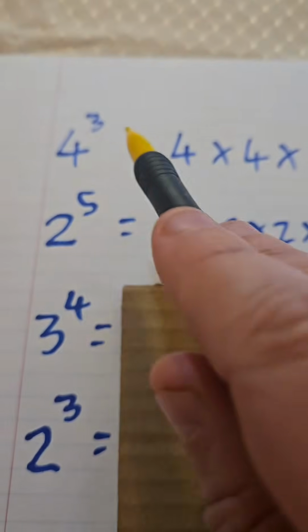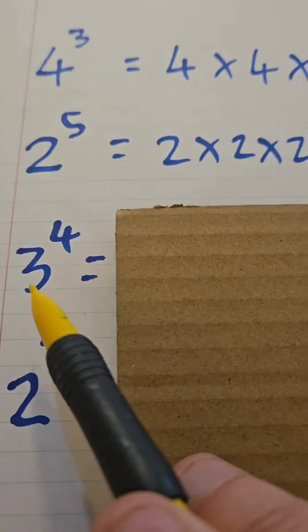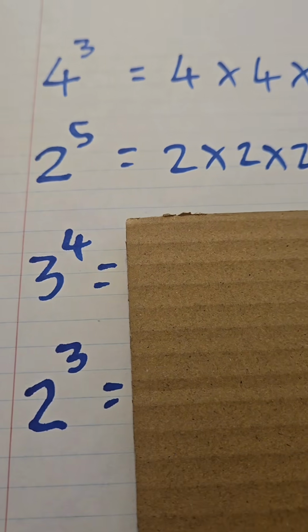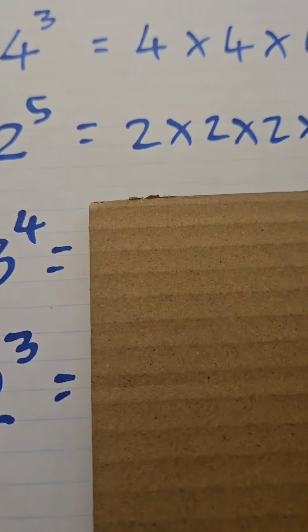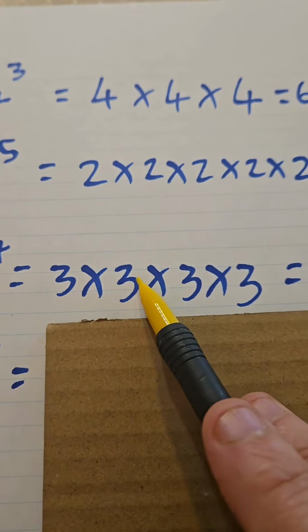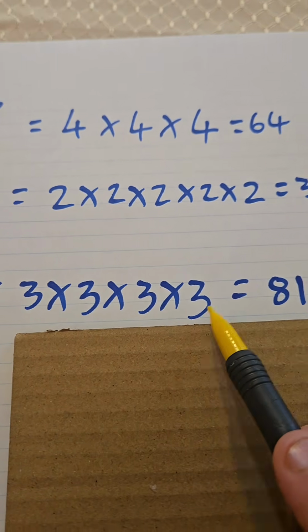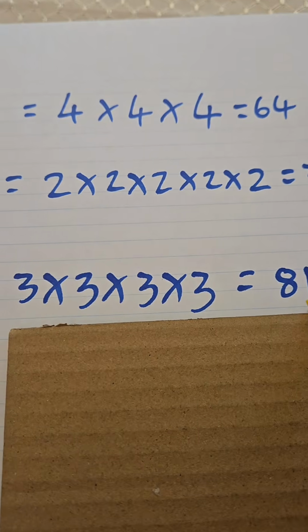So given those first two questions, can you work out 3 to the power of 4? You can always press stop and try to work it out. 3 to the power of 4 means 3 times 3 times 3 times 3, 4 times, which equals 81.